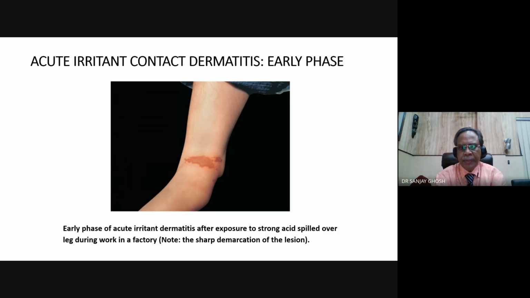The spillover of an acid in a factory ward. You can see the sharp demarcation. This is a very common misdiagnosis of this type of cases.